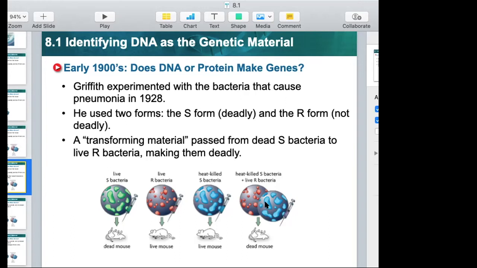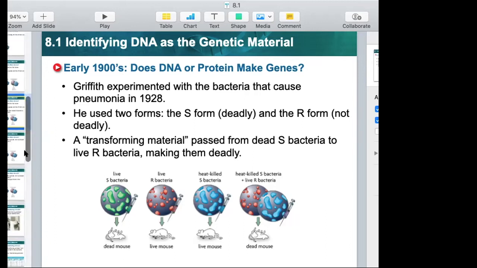Yeah, so the R bacteria in this case was able to, basically, bacteria eat bacteria. Bacteria will pull apart bacteria. And so the R bacteria just pulled apart the S bacteria, but was able to recognize a gene that they needed, and it pulled the gene into their body. And that gene became part of their nucleus, which now they became like the S bacteria, which was deadly.